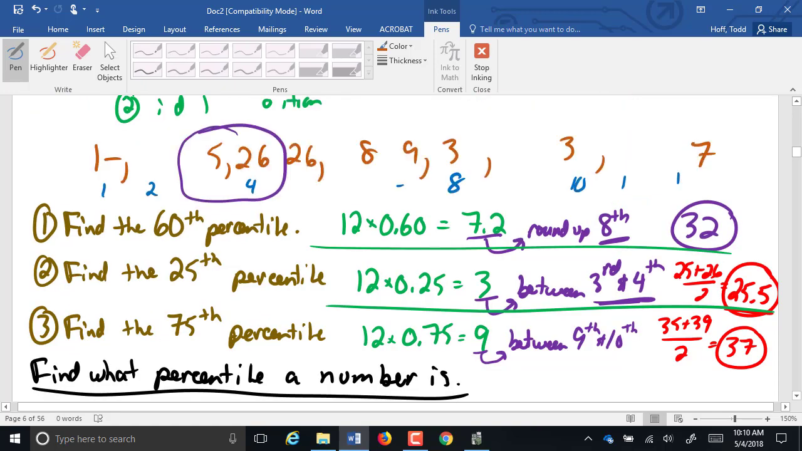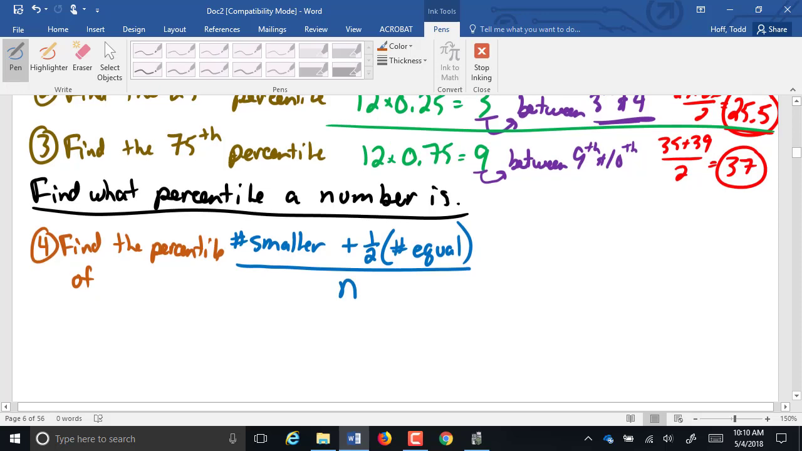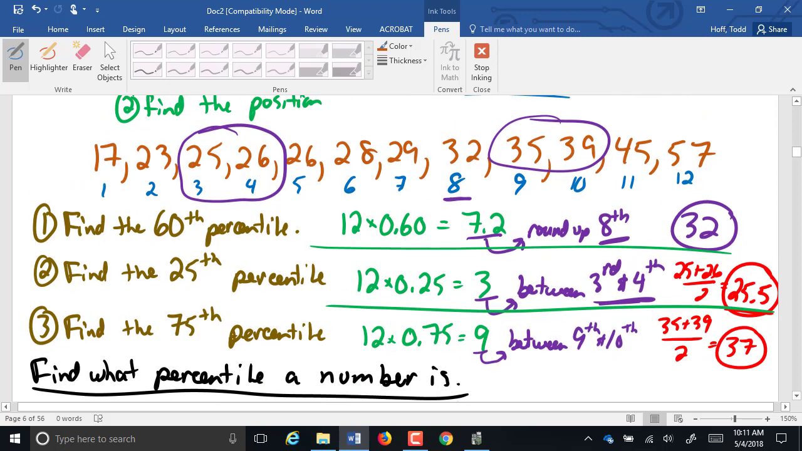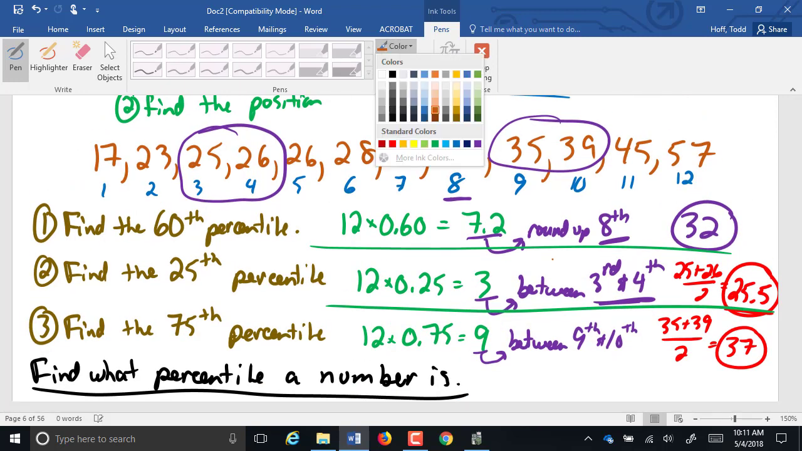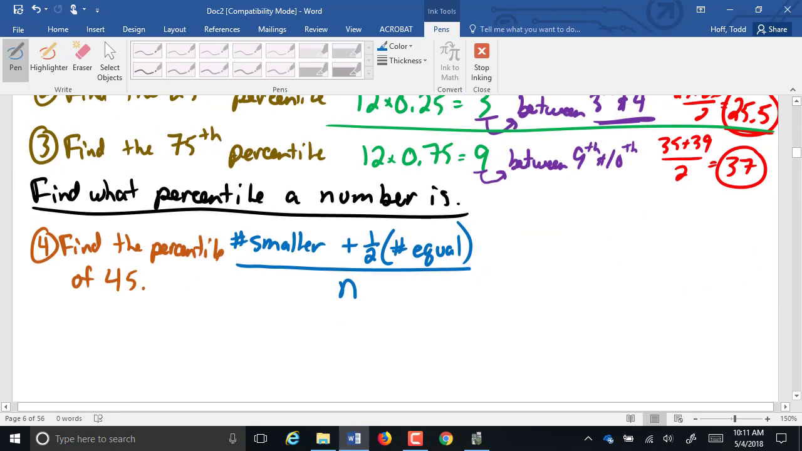So for this set of numbers up here, let's say I want to find the percentile of 45. How many numbers are smaller than 45? Here's the 45. How many are smaller than that? 10 are smaller, and how many are equal? 1. Yep. So there's 10 that are smaller plus 1/2 times the one that's equal.